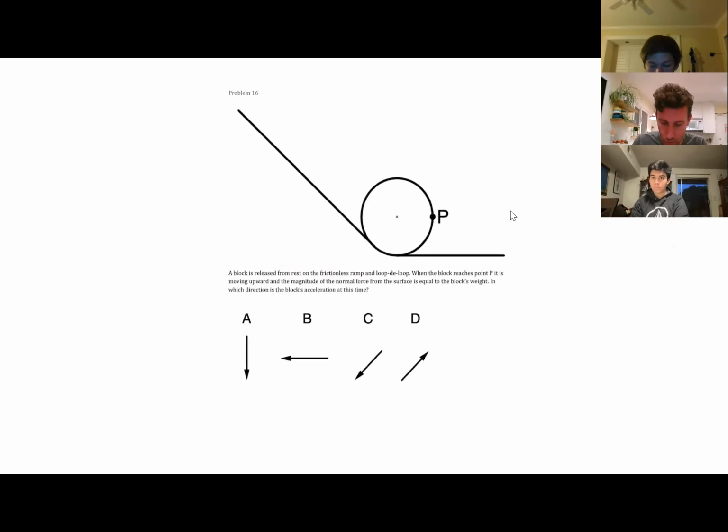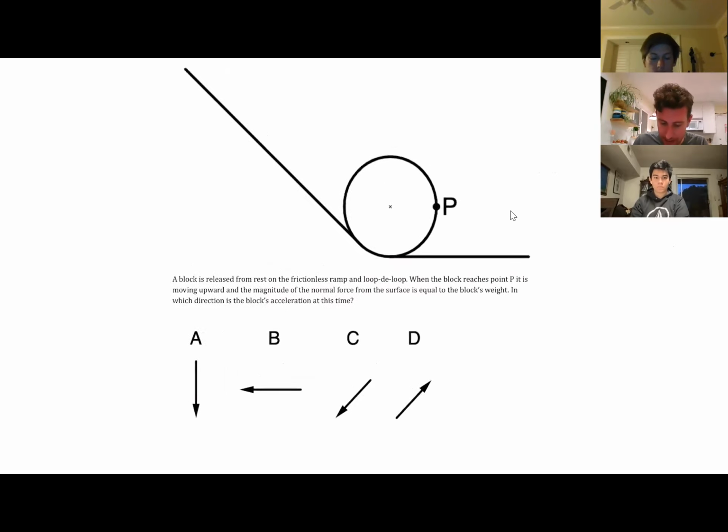A block is released from rest on the frictionless ramp and loop-de-loop. When the block reaches point P, it is moving upwards, and the magnitude of the normal force from the surface is equal to the block's weight. So I'm going to draw that in. Normal force would be that way, because it's perpendicular to the surface. F sub n is equal to the weight. Weight is always downwards, F sub g.